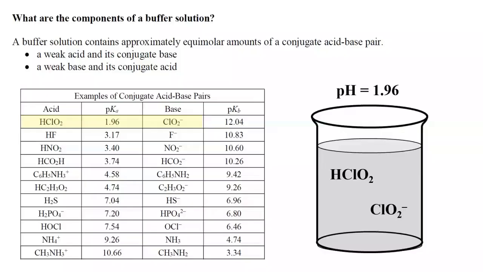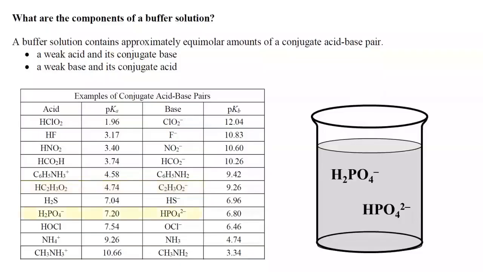So using the information from this table, there are lots of buffer solutions that could be prepared. For example, if we had an equimolar amount of HF, hydrofluoric acid, and the fluoride ion, which is its conjugate base, then the pH of that buffer solution would be 3.17, which is equal to the pKa for hydrofluoric acid. If instead you use a mixture of equimolar amounts of acetic acid and acetate, then the pH of that buffer solution would be 4.74, which is equal to the pKa for acetic acid.